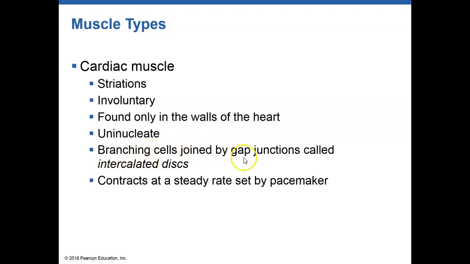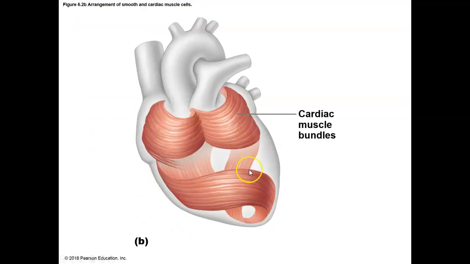The cells are branched, and they are attached to each other at regions called intercalated discs, which contain the gap junctions and the desmosomes. Gap junctions are those junctions that allow for communication from one cell to another, while desmosomes hold cells together and decrease mechanical stress on those cells. Cardiac muscle has its own pacemaker set right in. The pacemaker is known as the sinoatrial node, and it's found in the right atrium of the heart. And so here you can see cardiac muscle.